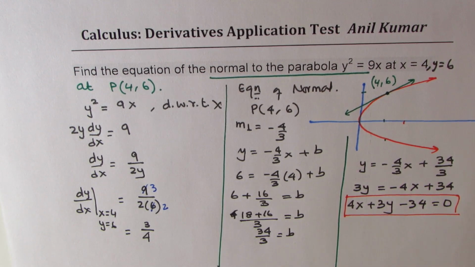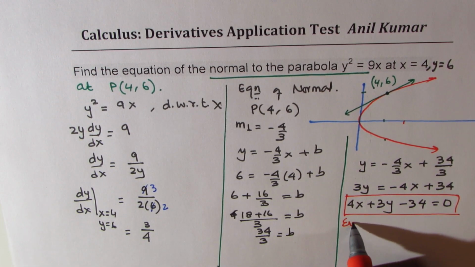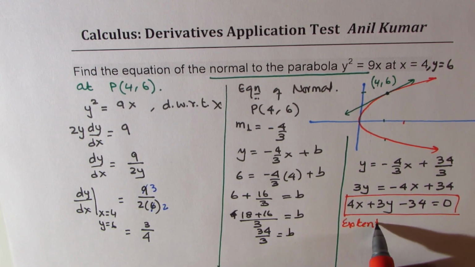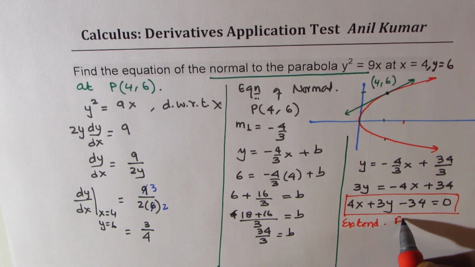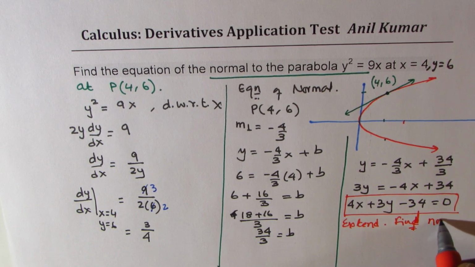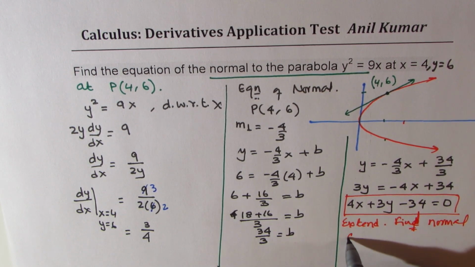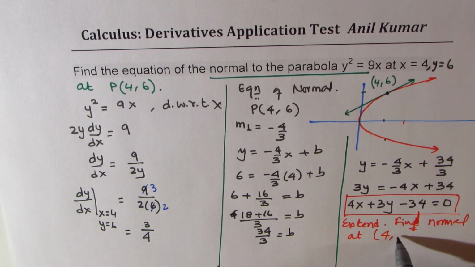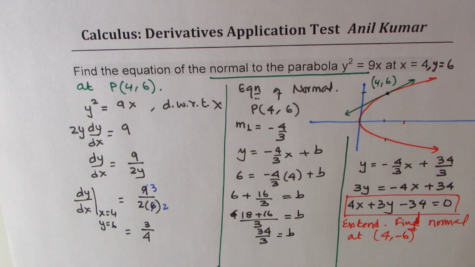Now, what I would like you to do is extend this and find the normal at (4, -6). You get my idea, right? So I'd like you to try the same question extended to a new point, which is (4, -6). I hope you find this exercise interesting.